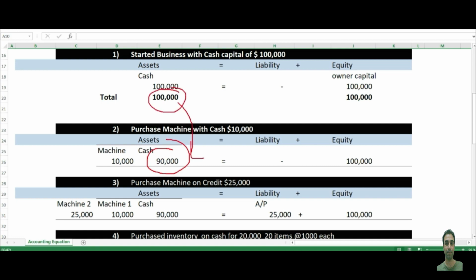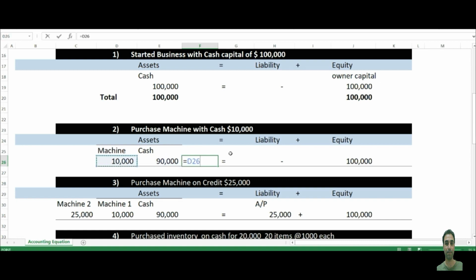Now it is 90,000, and another asset has been increased with the 10,000. So again your accounting equation is tallied. This plus this, 10,000 plus 90,000 is equal to 100,000. So 100,000 is equal to 100,000. So your accounting equation is tallied again.